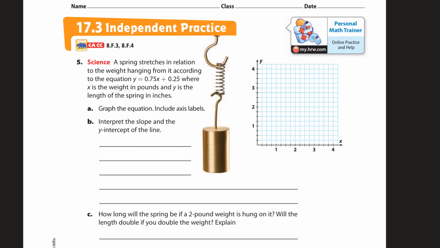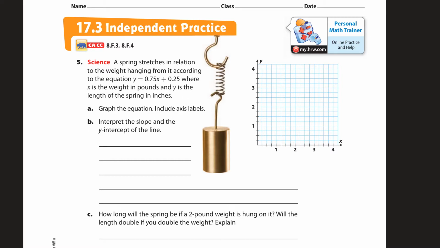Okay, independent practice on this lesson 17.3. Let's start with this first one here. A spring stretches in relation to the weight hanging from it according to the equation, where x is the weight in pounds and y is the length of the spring in inches. Okay, we've got to graph this.